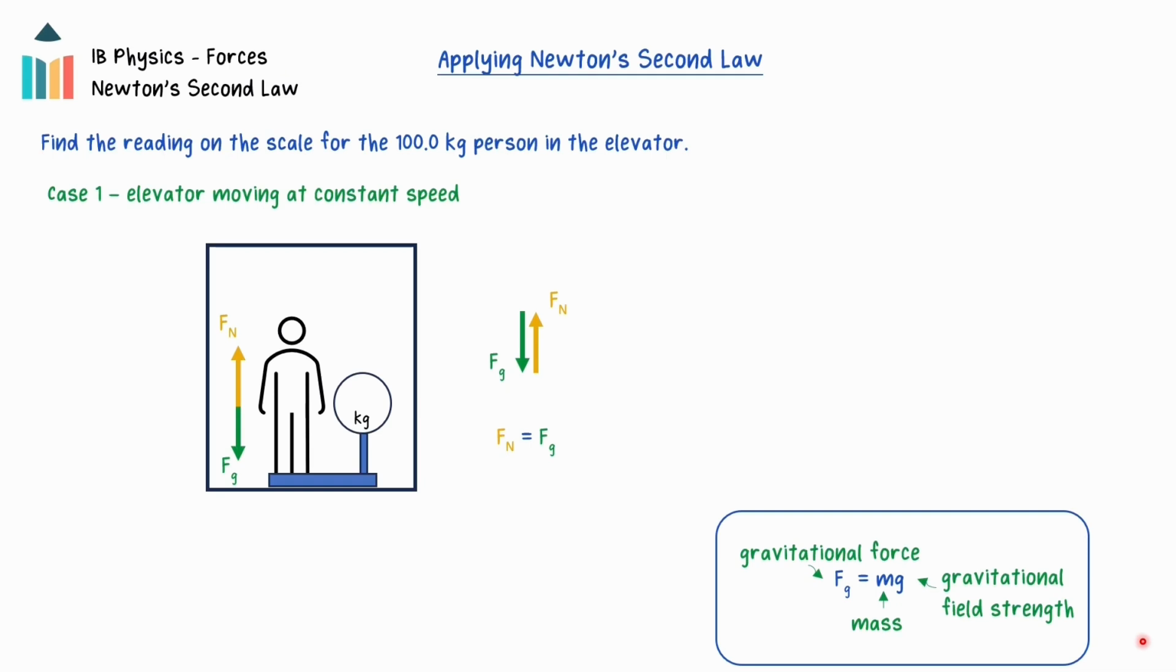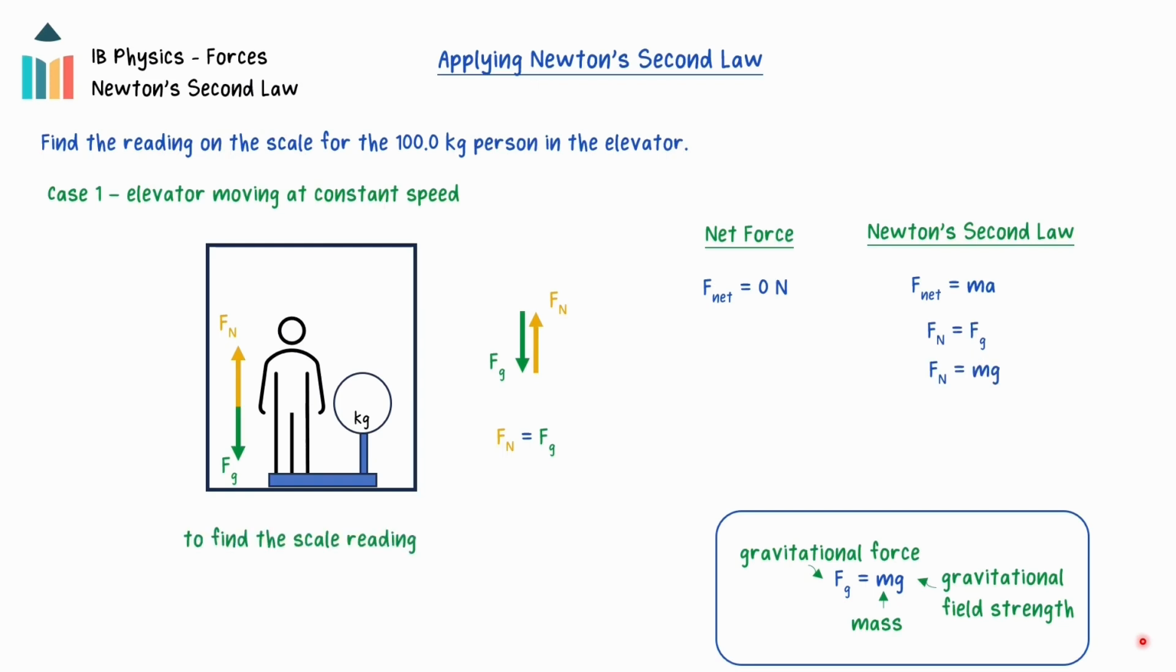So if the elevator is moving at a constant speed, or at rest, then these two forces are equal in magnitude and the net force is equal to 0 newtons. By applying Newton's second law, with an acceleration equal to 0, we can see that the normal force must be equal to the force of gravity. The scale will measure the normal force and then convert it into a measurement of mass by dividing by the gravitational constant. In this case, because the normal force is equal to the force of gravity, the scale will read an accurate measurement of 100 kilograms.